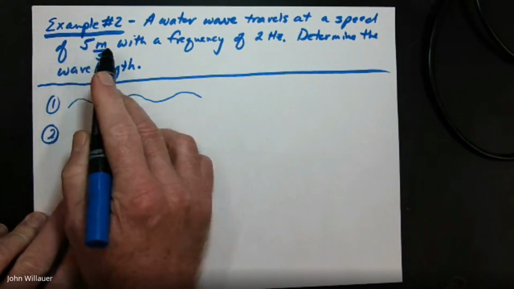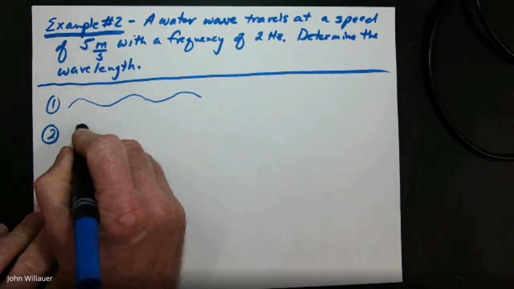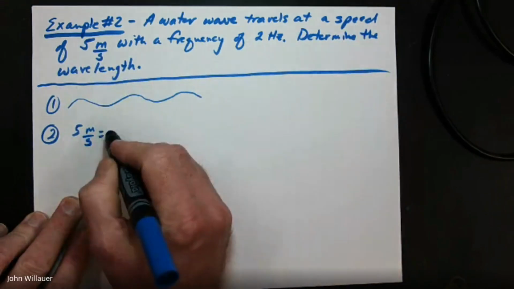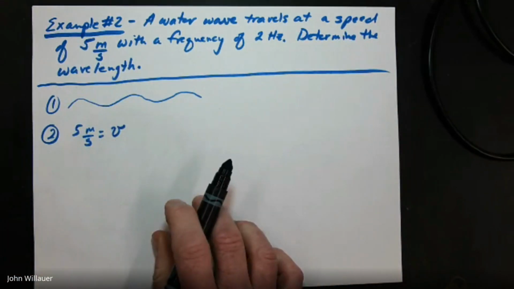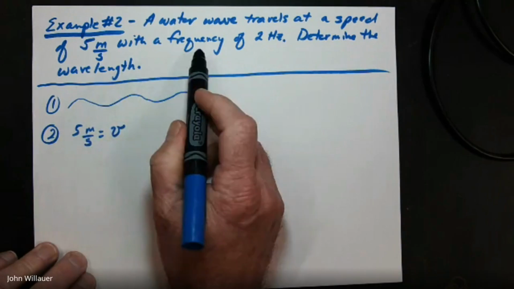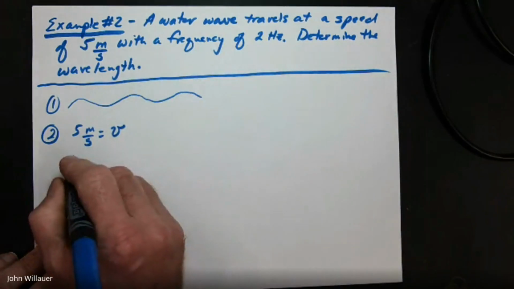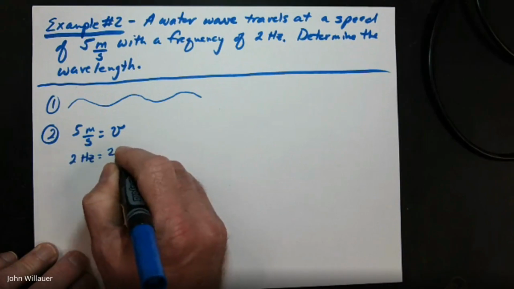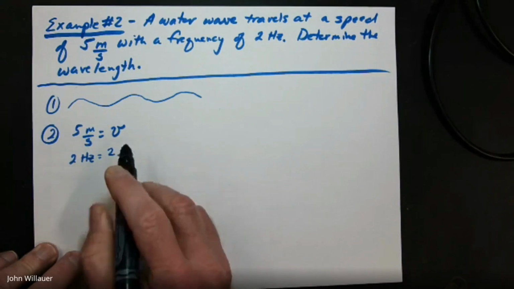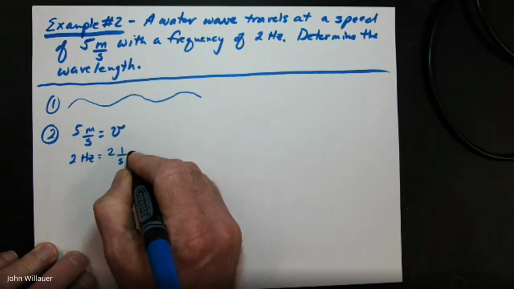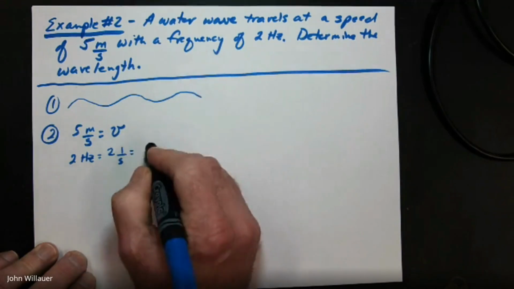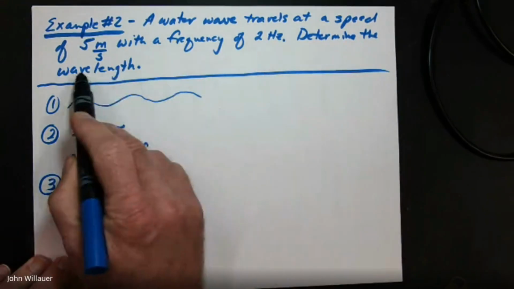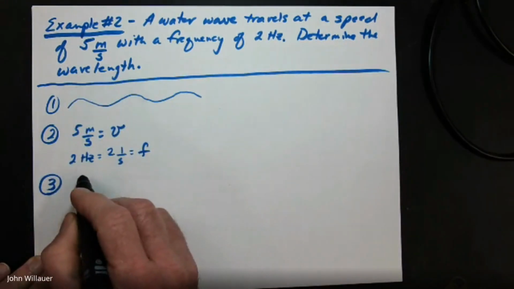So we read it through, 5 meters per second. And what's that? Well, that's our speed, so we'll put in a v for that. And we're also given a frequency of 2 hertz, which is 2 per second. And that is our frequency. And what are we looking for in this case? We're determining the wavelength. Anybody remember what the symbol for wavelength is?